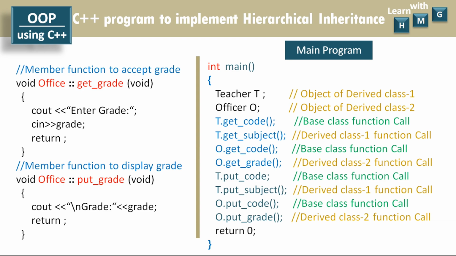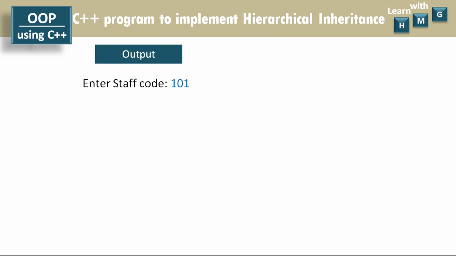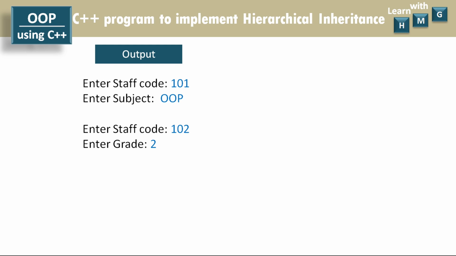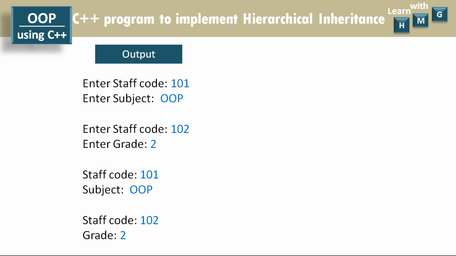If you run this program, the output will be like this. First of all, it will accept the staff code, suppose 101. Then it will accept the name of the subject, let us say OOP. Then another staff code will be accepted, 102, and the grade will be 2. The first information is about the teacher, the second information is about the officer, and the same information will be displayed. So this is the output of the given program.